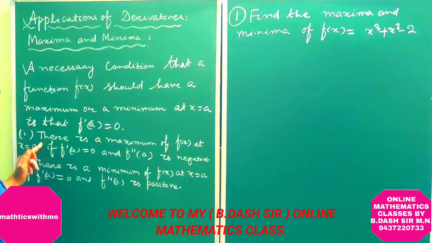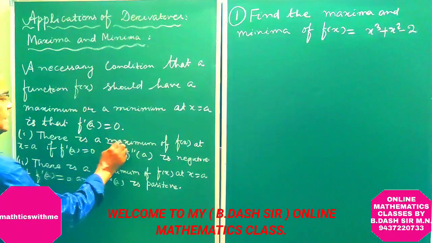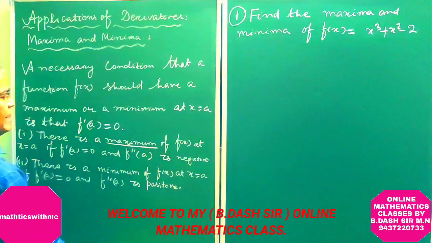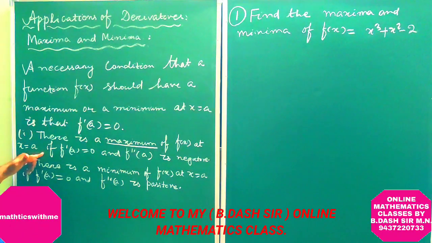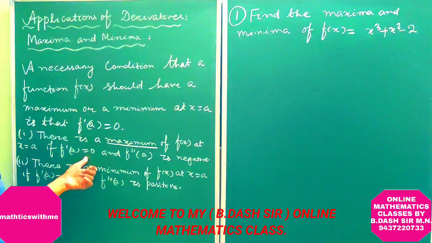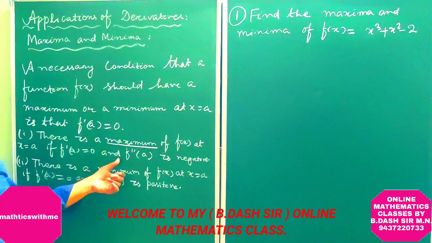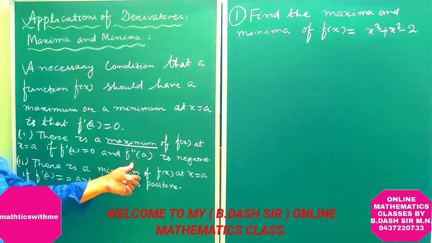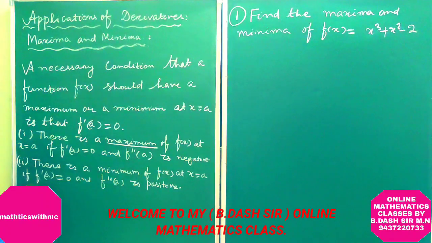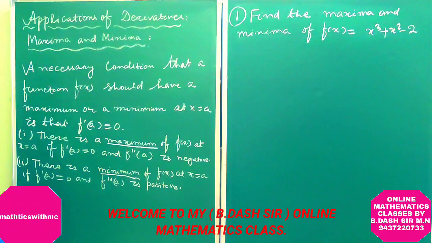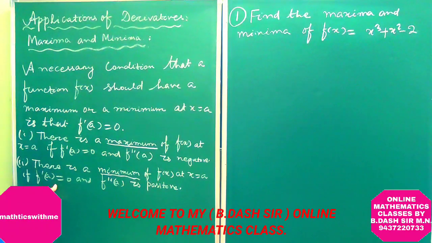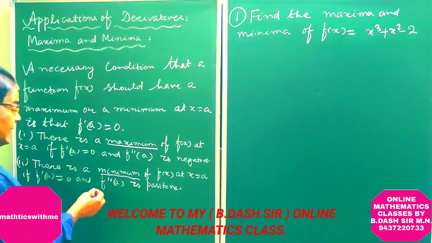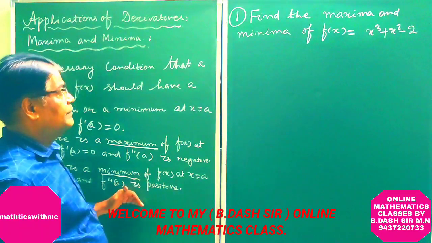This is the test for maximum. There is a maximum of f(x) at x is equal to a if f dash of a is equal to 0 and f double dash of a is negative. There is a minimum of f(x) at x is equal to a if f dash of a is equal to 0 and f double dash of a is positive.